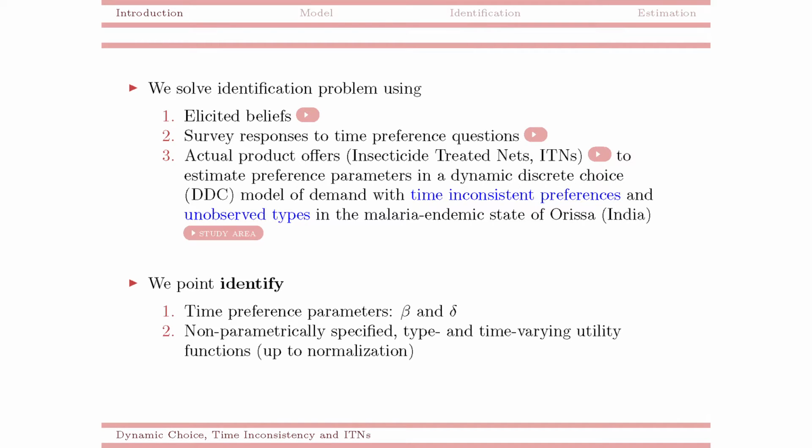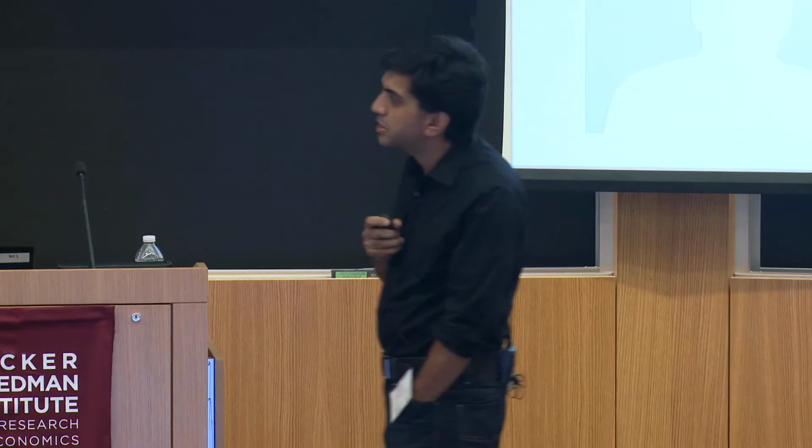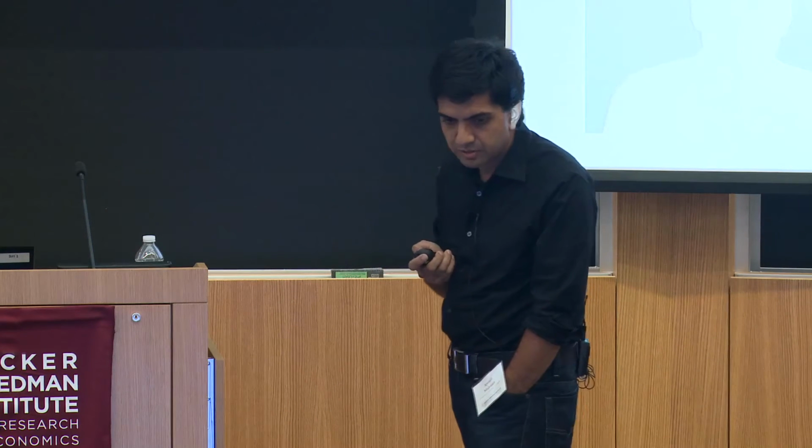Just to give you a preview of what we're going to do, we're going to end up point identifying the time preference parameters, both what I'm going to call the exponential parameter delta, as well as the hyperbolic parameter beta. In addition, we will be able to identify utility functions that are non-parametrically specified and will vary by time and type, up to standard normalizations. We're then going to estimate this model using our data.